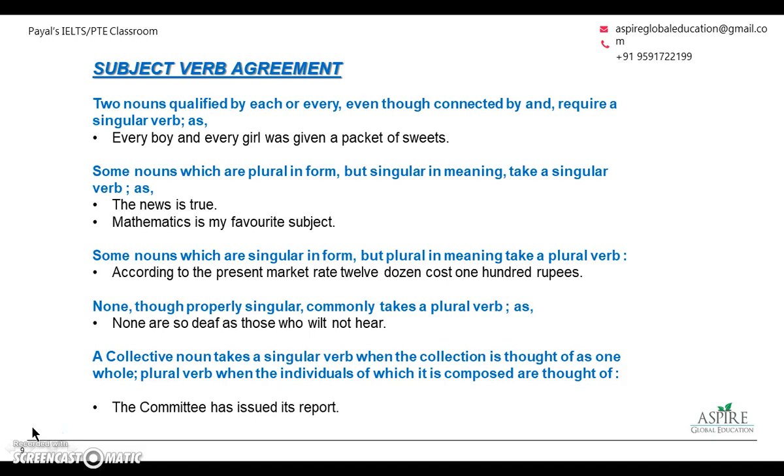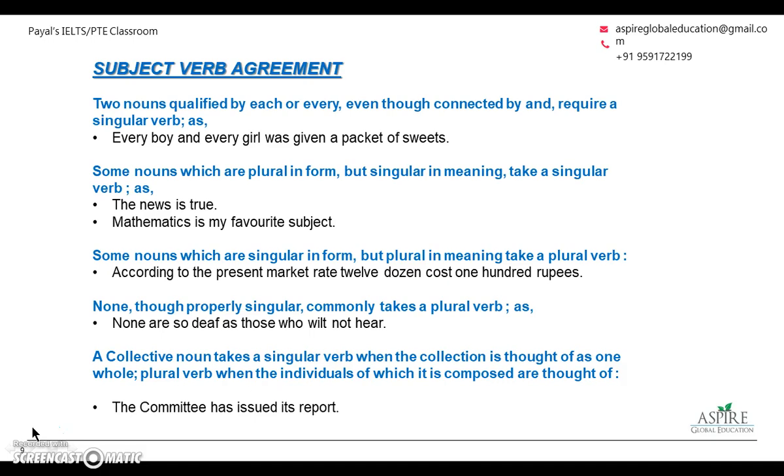Now, as we have discussed before, every word with an S is not plural, like news is not plural, mathematics is not plural. It may look like a plural noun, but it is definitely singular in meaning. So my verb is also going to be singular. The news is true. Mathematics is my favorite subject. Similarly, every word without an S is not singular, like dozen, pair, etc. So according to the present market rate, 12 dozen cost 100 rupees.